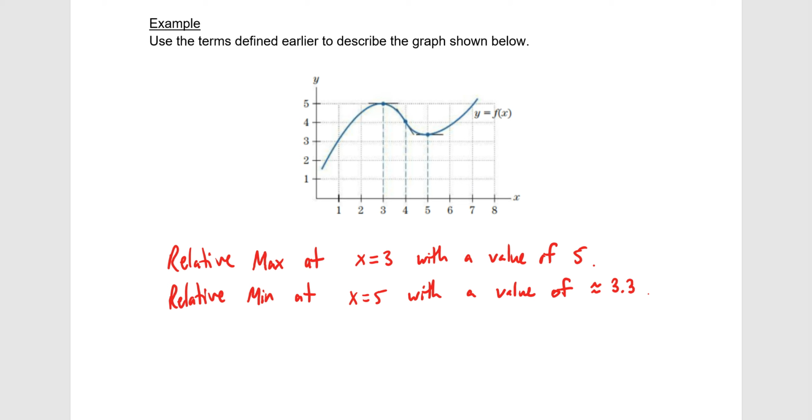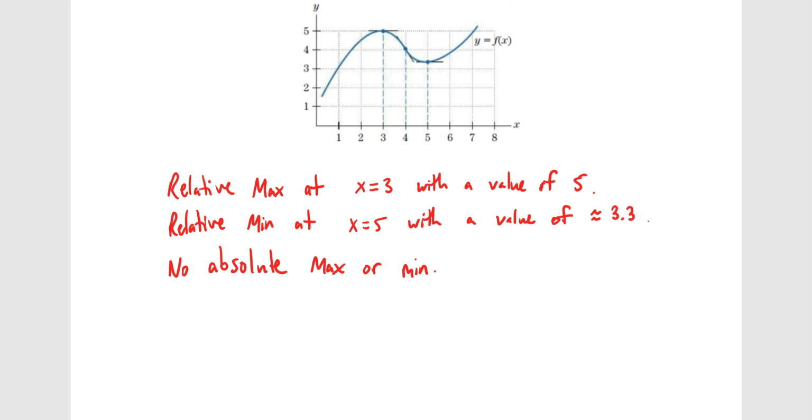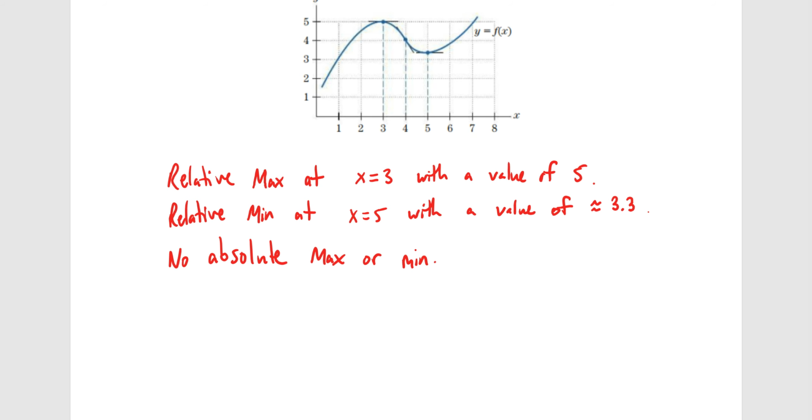And we can also see that we have a relative min here at x equals 5, and I guessed the y value. It looks like the y value is about 3.3-ish. And for the next thing, we take a look at absolute max and min. There is no absolute max or min here because the endpoints, we can think of these as arrows on the end because there's no filled in circle or open circle. So it keeps on going forever and ever from negative infinity to infinity, so no absolute max or min.